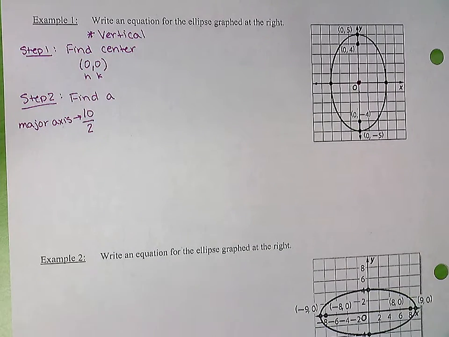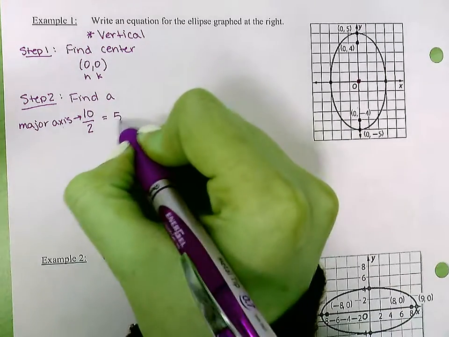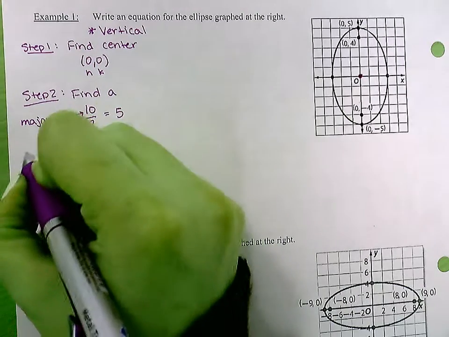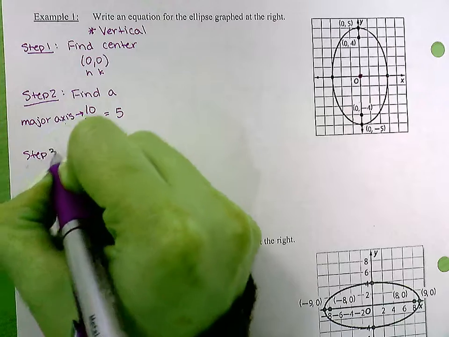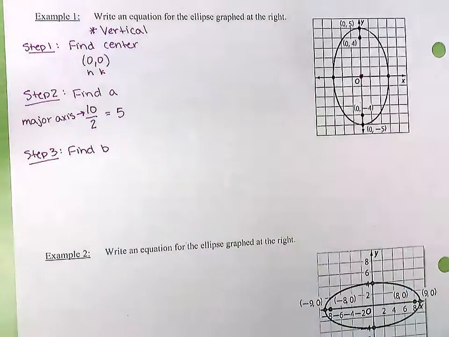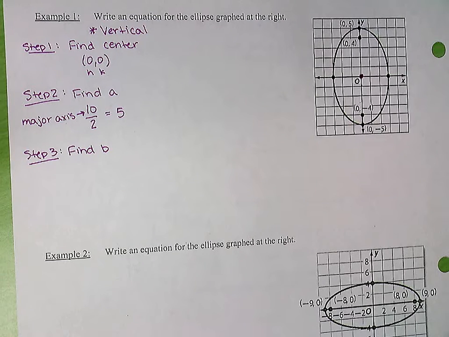Okay, so that's your major axis, divided by 2. So our A value is going to be 5. Okay, step 3 is to find B. I'm going to show you a different way. You can take the minor axis, like what we just did, and divide that by 2. It's easy on a graph to do that, but when you're just given coordinates, I'm going to show you another way you could find B.